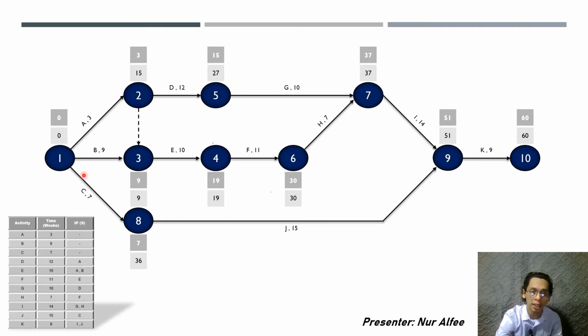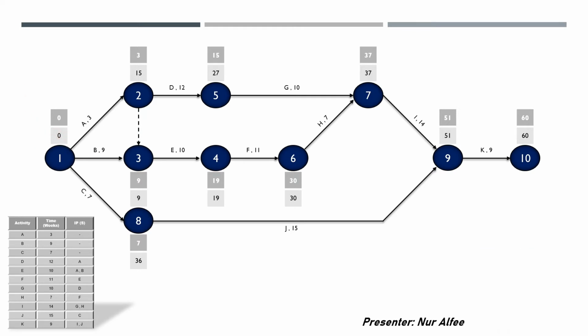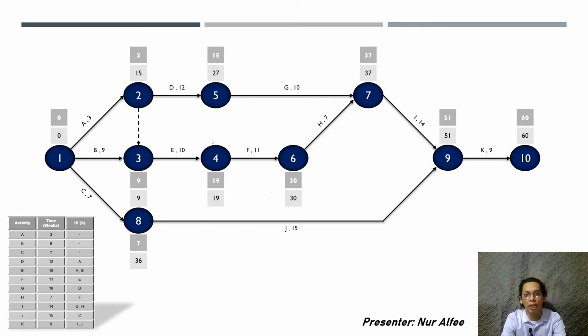As we can see, activity B has the shortest amount, which is 0. So that is the reason why we write down 0 for the final LET. Okay, moving on to the next question, which is to calculate the project completion time. So the total completion time is the last one, 60 weeks.